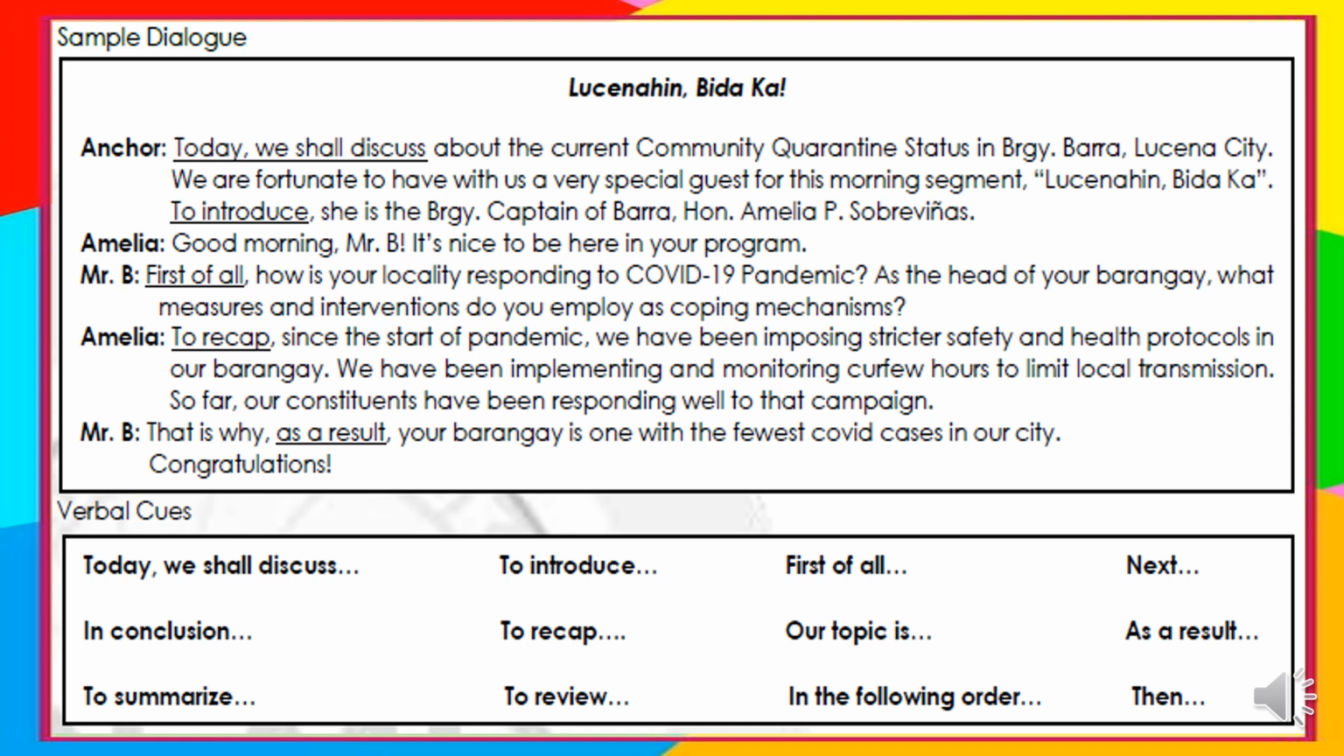Anchor: First of all, how is your locality responding to the COVID-19 pandemic? As the head of your barangay, what measures and interventions do you employ as coping mechanisms? Captain: To recap, since the start of the pandemic, we have been imposing stricter safety and health protocols in our barangay. We have been implementing and monitoring curfew hours to limit local transmissions. So far, our constituents have been responding well to that campaign. Anchor: And that is why, as a result, your barangay has one of the fewest COVID cases in our city.